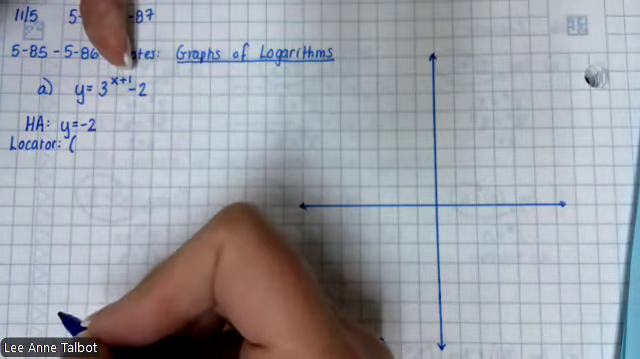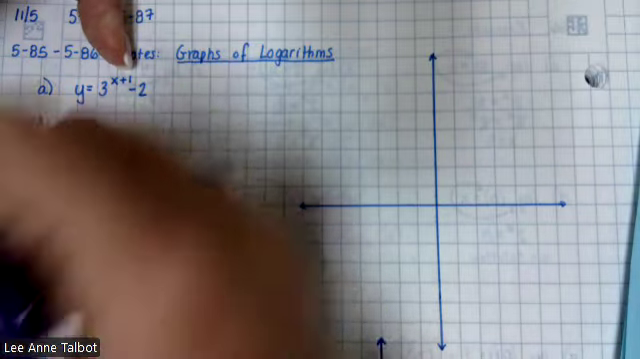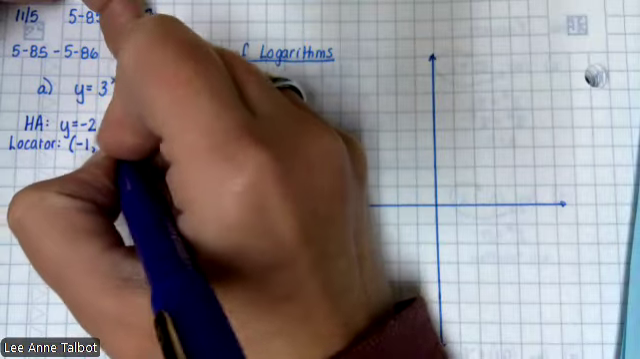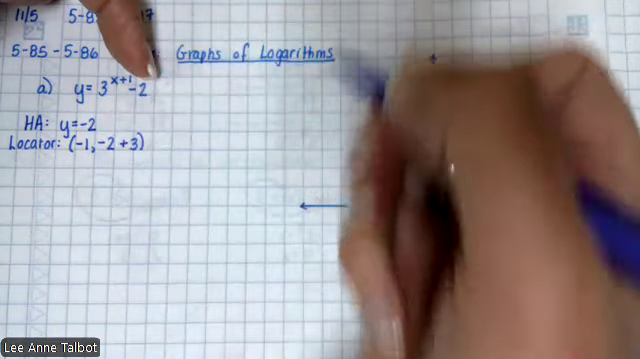What is h in this problem? Negative one, comma, k plus a.